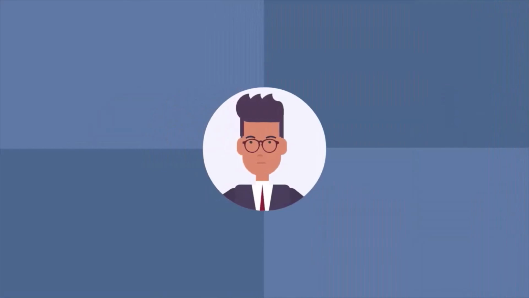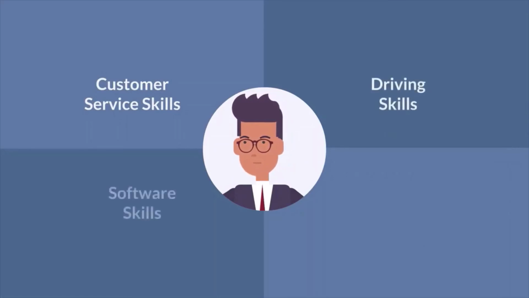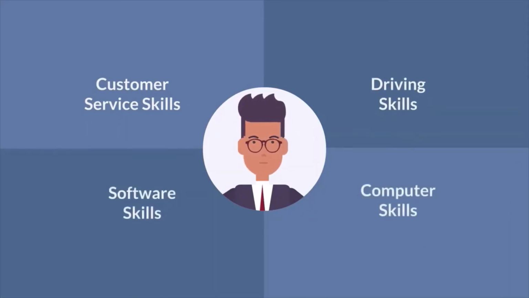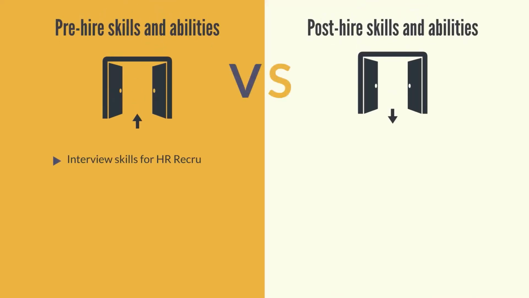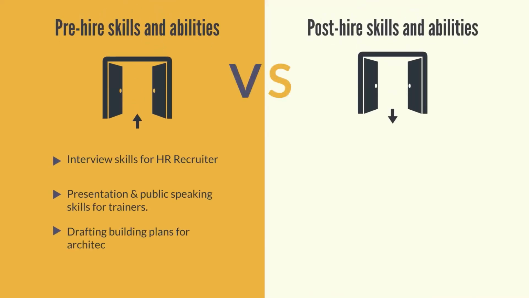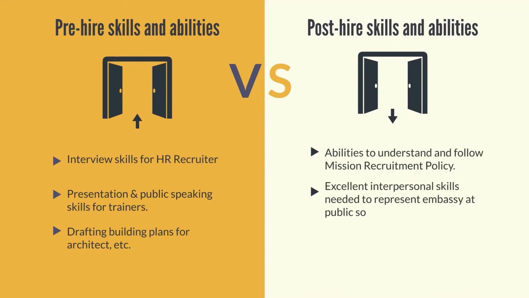Finally, you need to address the skills and abilities. There are times this appears to overlap with knowledge, but here you should address the essentials, such as customer service skills, driving skills, software and computer skills, and so on. In the position description, list the pre-hire and post-hire skills and abilities. Pre-hire skills and abilities are required of the candidate to be hired into the position.